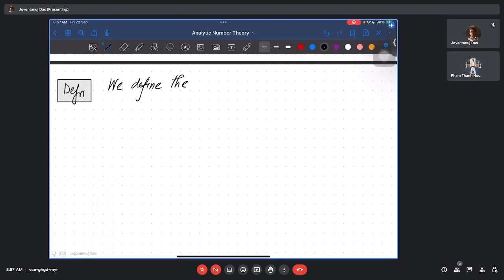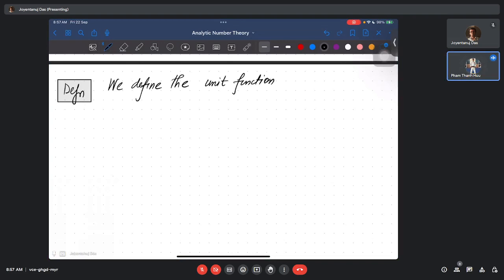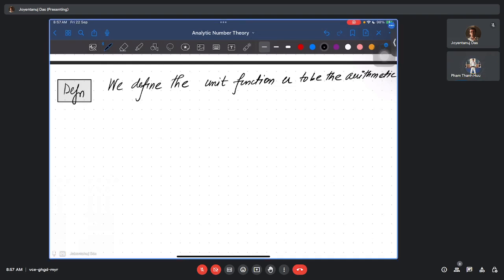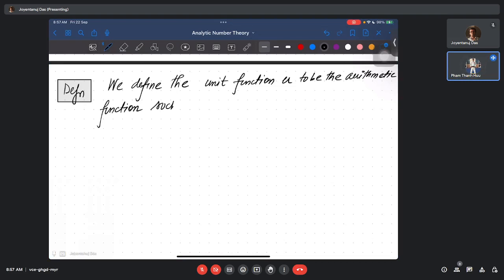Okay. So next we define the unit function U to be the arithmetic function such that U of n is 1 for all n.